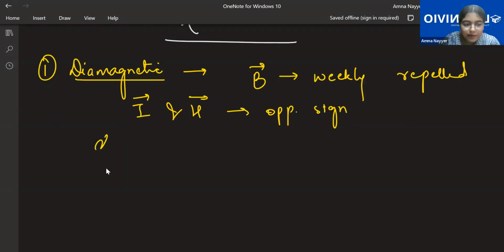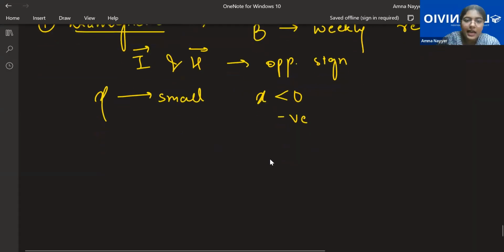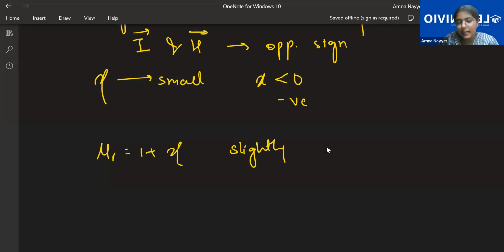Regarding susceptibility, it is very, very small in diamagnetic. You will have to remember these things by yourself. It is less than zero, meaning it is negative. So it is a small and negative value of susceptibility, like 5 into 10 to the power minus 9 and so on. And what about mu r? Mu r is 1 plus susceptibility. Since this is so small, on addition of 1 it won't be very different. It will be slightly less than 1.